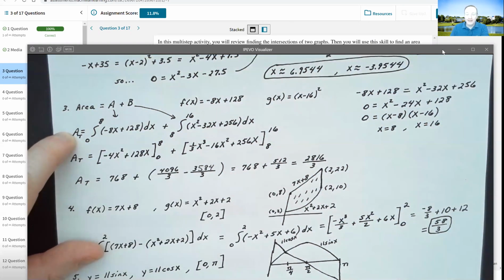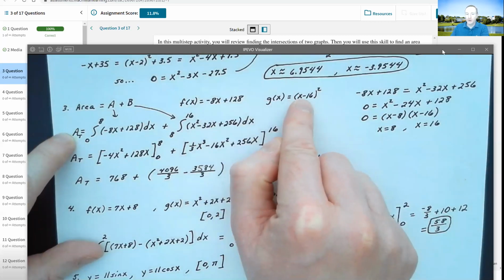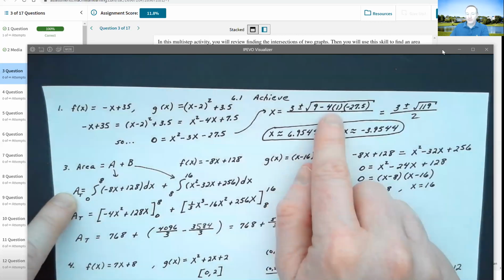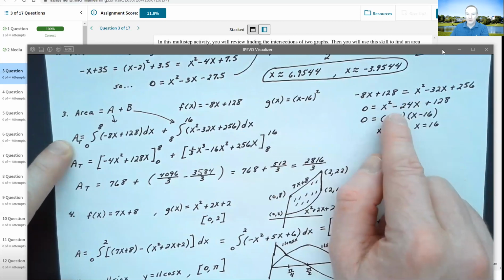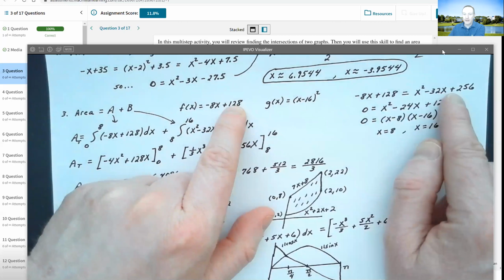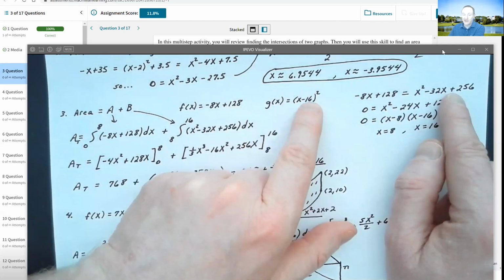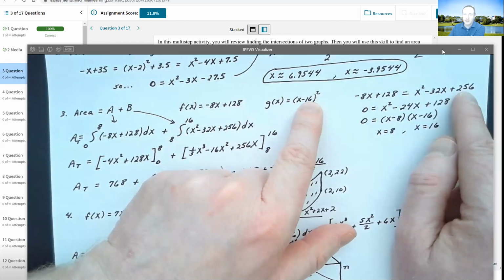Now, where did I get 8? I had to find out when that linear function and when that quadratic function intersected. This one solved quite a bit easier. I didn't have to use a quadratic formula. I just solved it out factoring. Notice, when I set the linear function equal to the quadratic, that quadratic x minus 16 squared gives me x squared minus 32x plus 16 squared, which is 256.